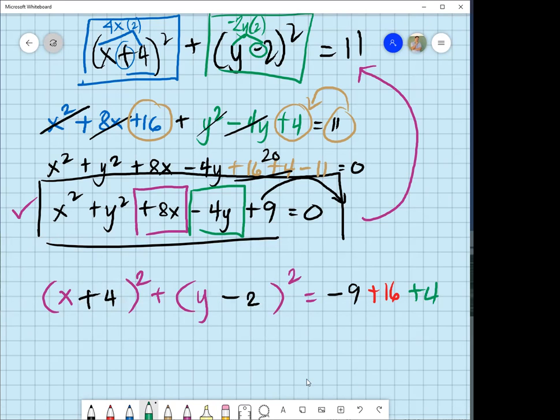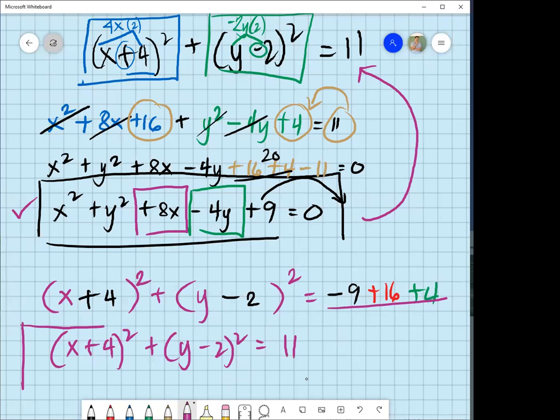And finally, when we simplify this, this will become (x plus 4) quantity squared plus (y minus 2) quantity squared is equal to, when you combine all this, what's the answer? That becomes 11. And we're back to our standard form.